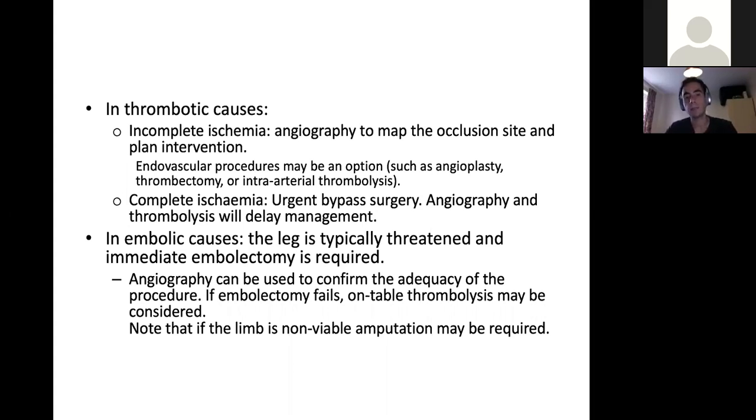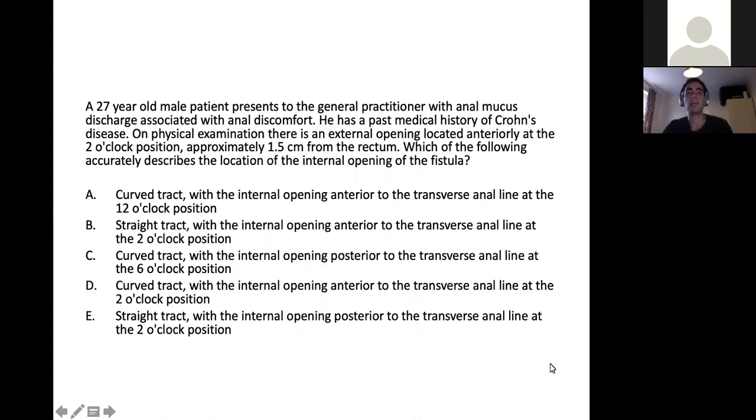Embolic causes tend to present in a more acute picture. You need to get the embolus out. So the choice is angiography and taking the embolus out with an embolectomy. Thrombolysis might play a part if the embolectomy does not work. And in the acute setting, if these fail to relieve the ischemia, then amputation might be the last management of choice if all the other treatments fail. Okay, next question.